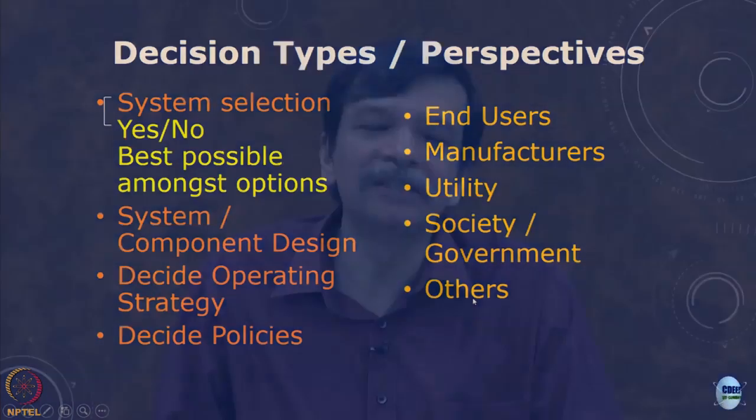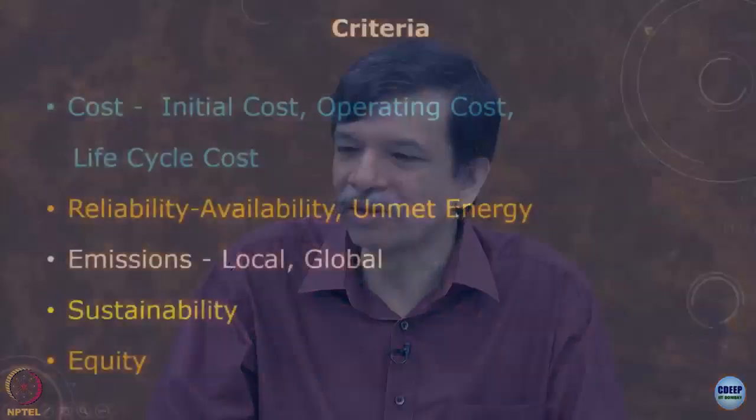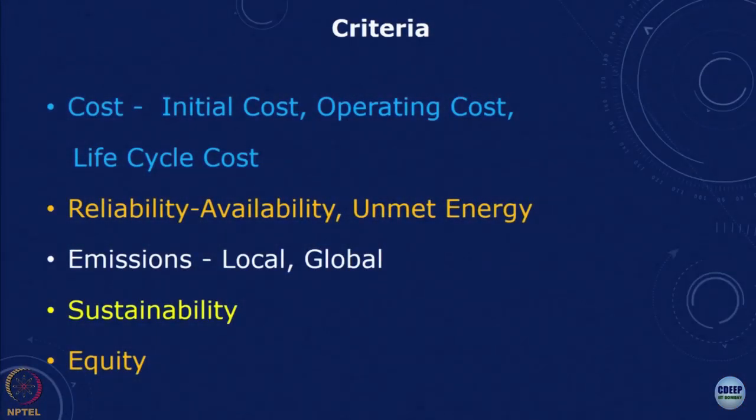When we are talking of primary energy analysis, we are looking at an option from the point of view of the entire chain, and that means we are looking at it from the societal point of view, the overall efficiency, the overall cost. We can also look at it from a subsection of it, that is from the point of view of the end user. For all of these decisions, there could be different kinds of cost criteria. The criteria we looked at were initial, operating and life cycle cost, reliability, emissions, sustainability and equity. In primary energy, we will be looking at the total amount of energy and the issues related to sustainability and emissions.